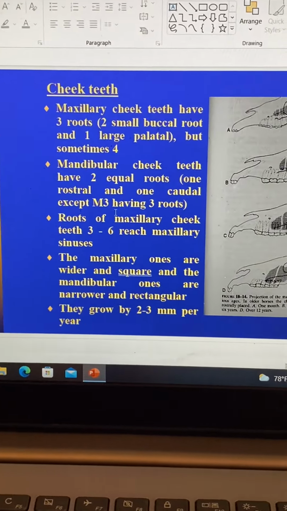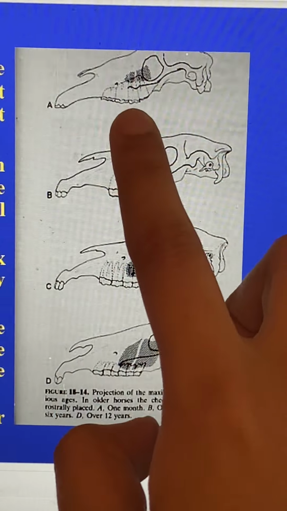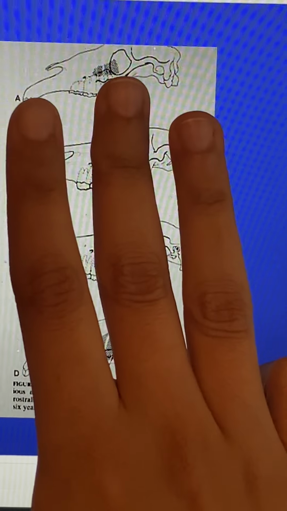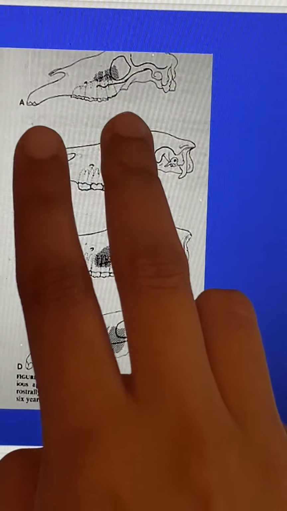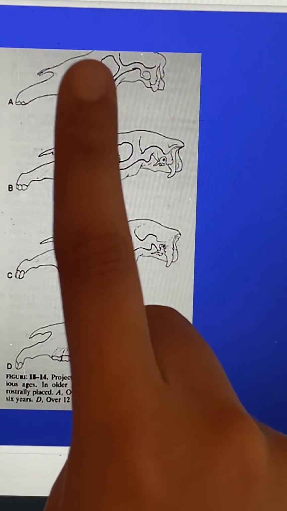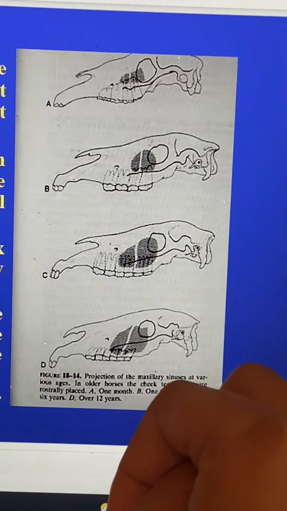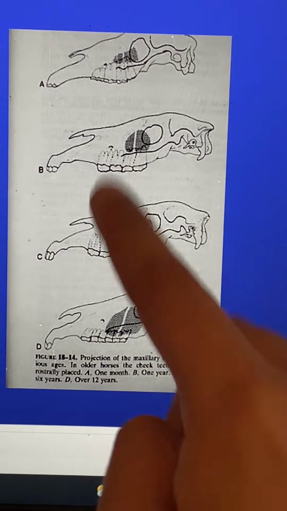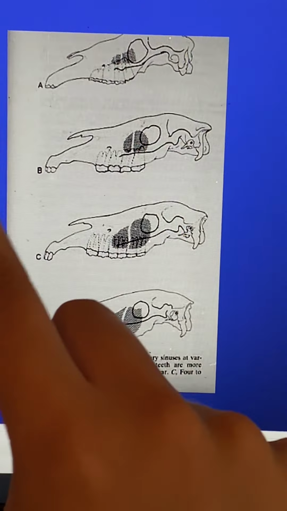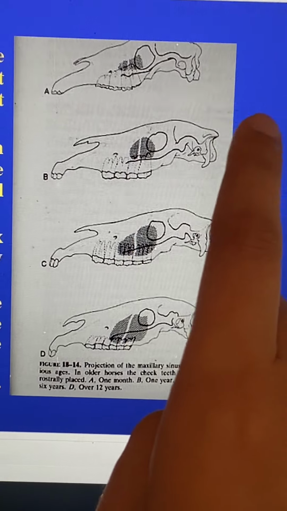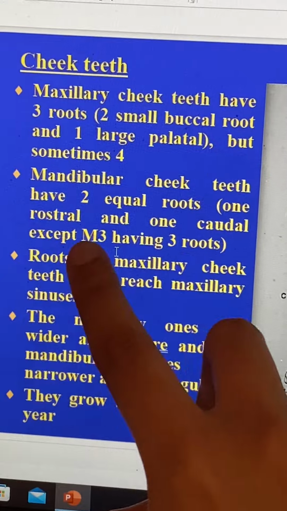So the maxillary cheek teeth, the upper jaw, have 3 roots, 2 small buccal roots, so 2 small roots in the cheek area, and 1 large palatal, but sometimes 4 roots, which is a bit crazy to me. The mandible cheek teeth have 2 equal roots, 1 rostral, so this end, and 1 caudal, except M3, which has 3 roots. That's easy to remember. M3 has 3 roots, 3, 3.